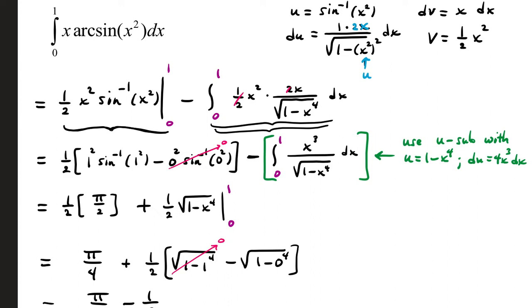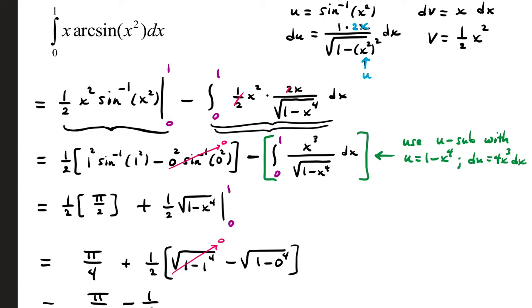Starting at the first half, we have 1/2, and then we can substitute in the 1 and the 0, so that's going to be 1 squared times sine inverse of 1 squared minus 0 squared times sine inverse of 0 squared. Well, all that goes to 0. 1 squared is 1. Sine inverse of 1 is pi over 2. So this first half becomes 1/2 times pi over 2, which is pi over 4. That's all in the first half.